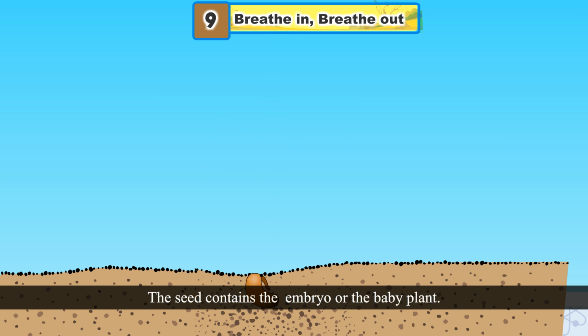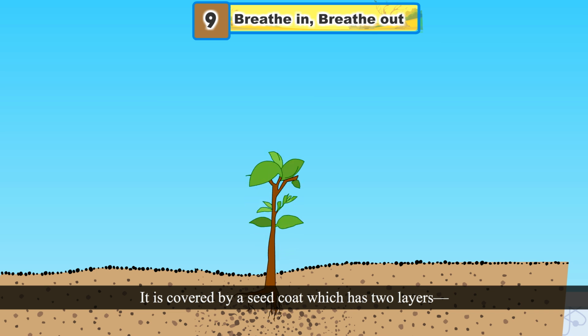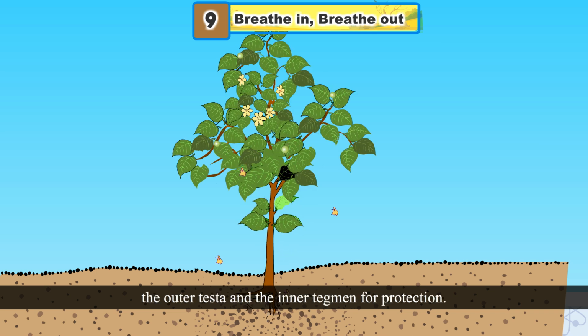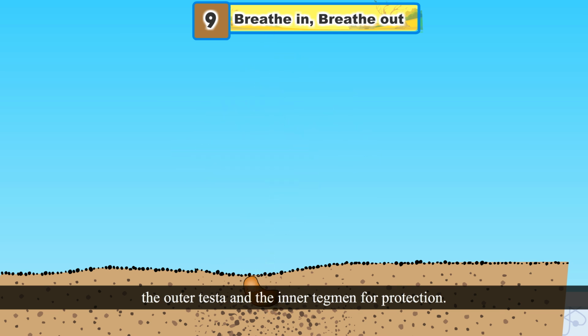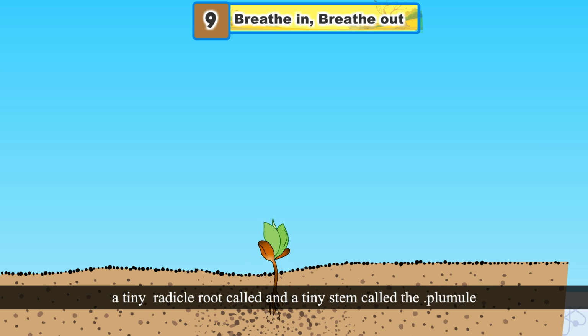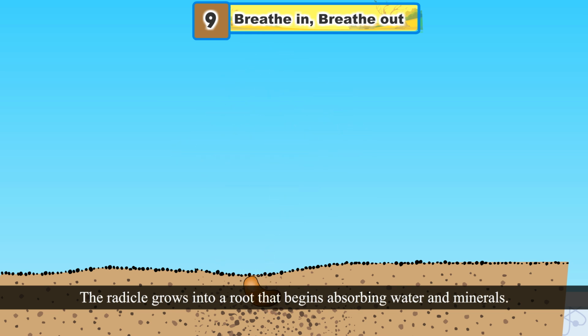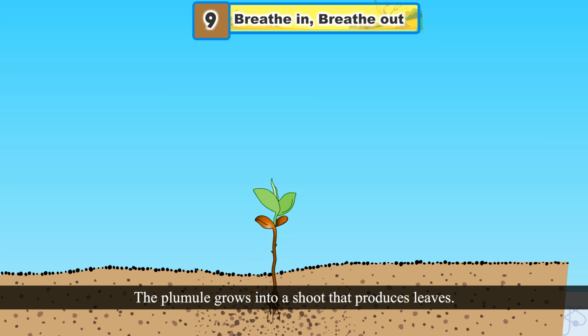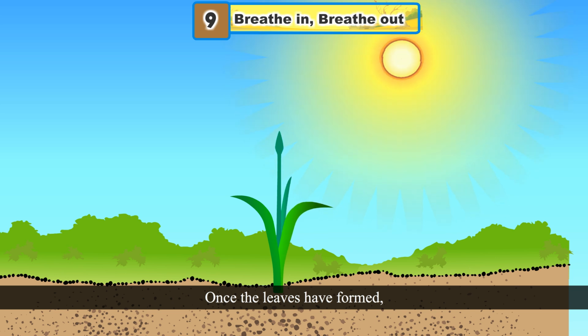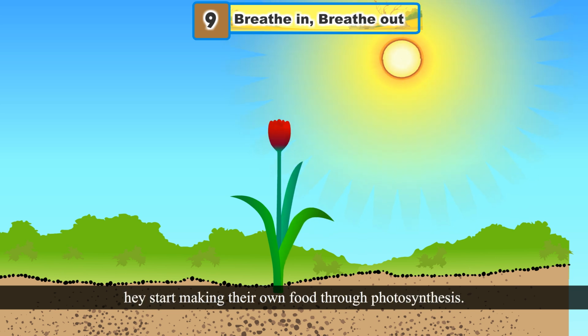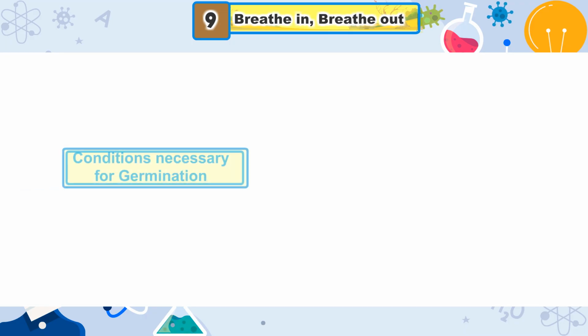The seed contains the embryo or the baby plant. It is covered by a seed coat which has two layers, the outer testa and the inner tegmen, for protection. The embryo consists of one or two tiny seed leaves, the radicle, which is the tiny root, and the tiny stem called the plumule. The radicle grows into a root that begins absorbing water and minerals. The plumule grows into a shoot that produces leaves. Once the leaves have formed, they start making their own food through photosynthesis.